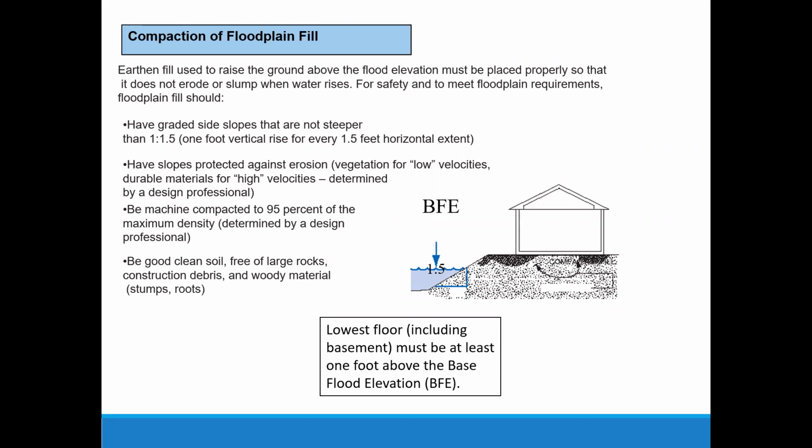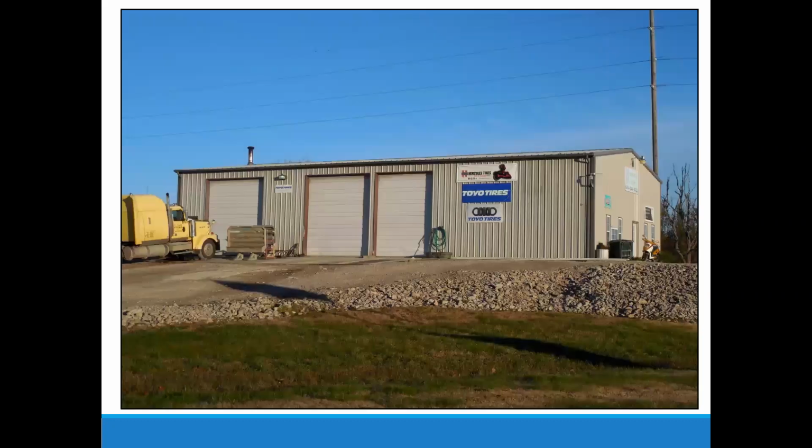So that's why we have these standards on floodplain fill. Here's an example of a structure that was built on fill. This is in Erie, Kansas. It does have rocks on the outside, but the interior fill is good compacted soil. And it did protect this structure from a flood that happened not long after it was built.